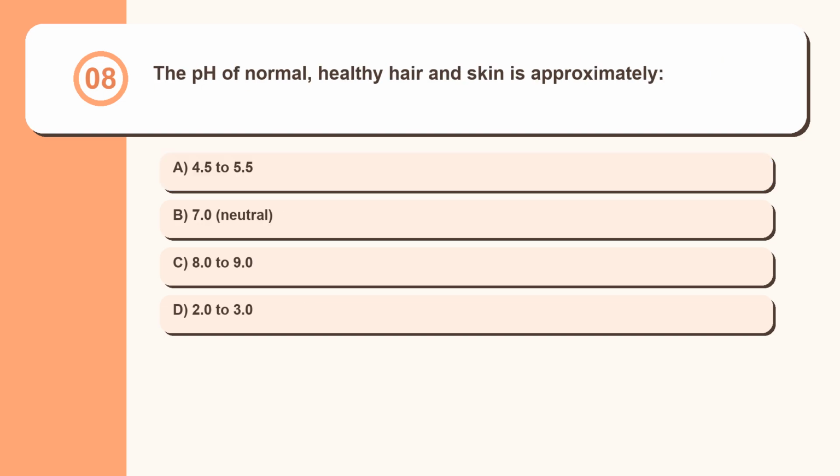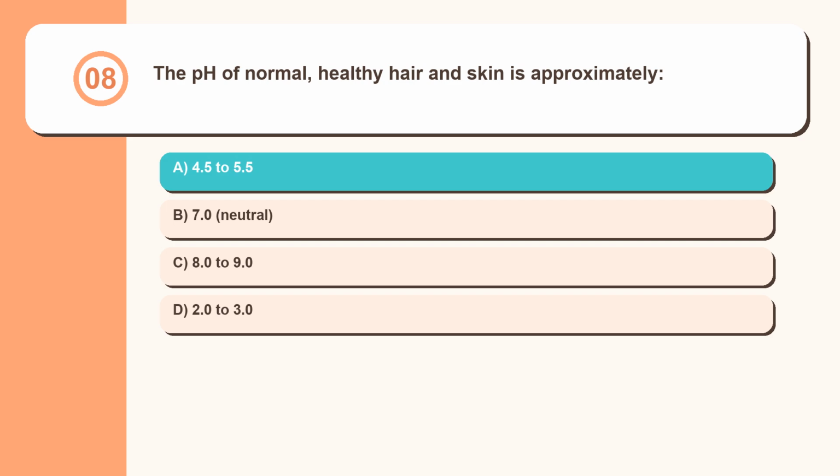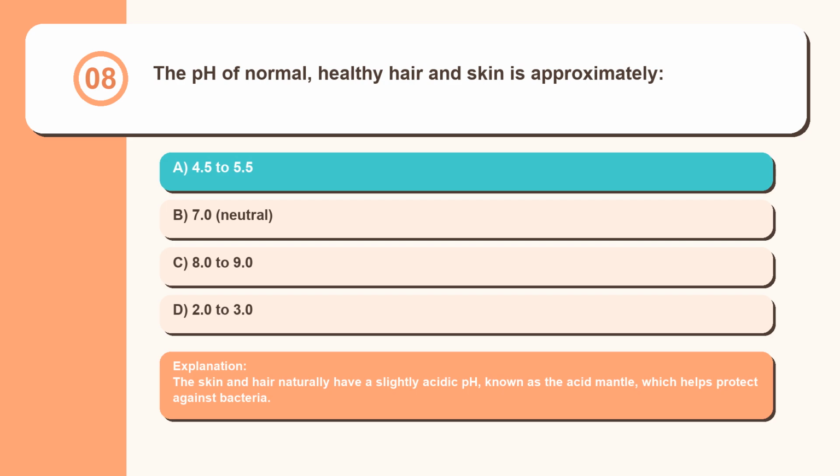Question 8. The pH of normal, healthy hair and skin is approximately 4.5 to 5.5, 7.0 neutral, 8.0 to 9.0, 2.0 to 3.0. The skin and hair naturally have a slightly acidic pH, known as the acid mantle, which helps protect against bacteria.